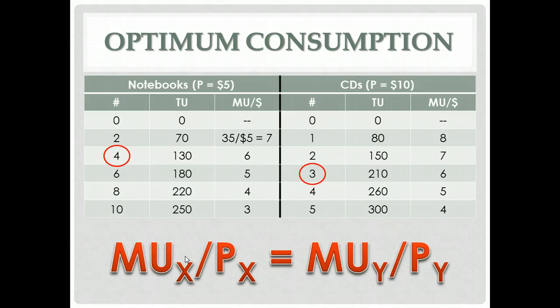And again, we keep going down until we run out of money. So that's kind of the goal for optimizing your consumption. We've got lots of problems to practice on in class.